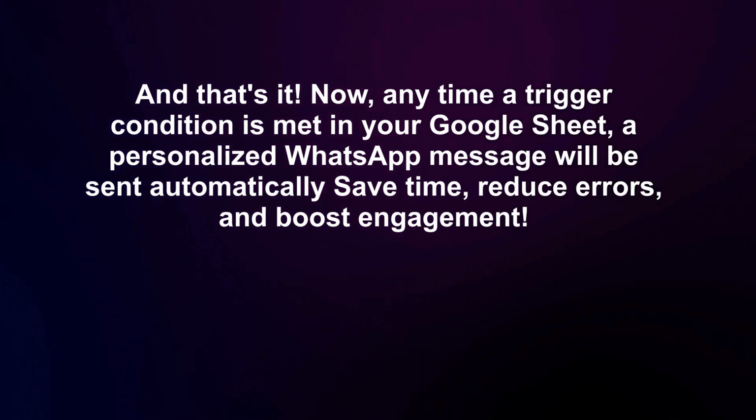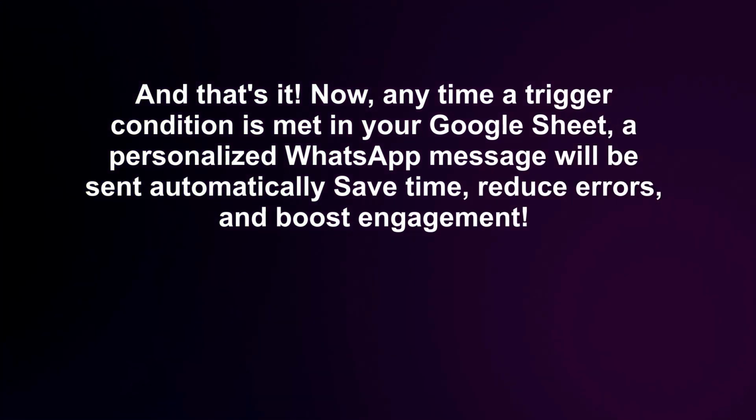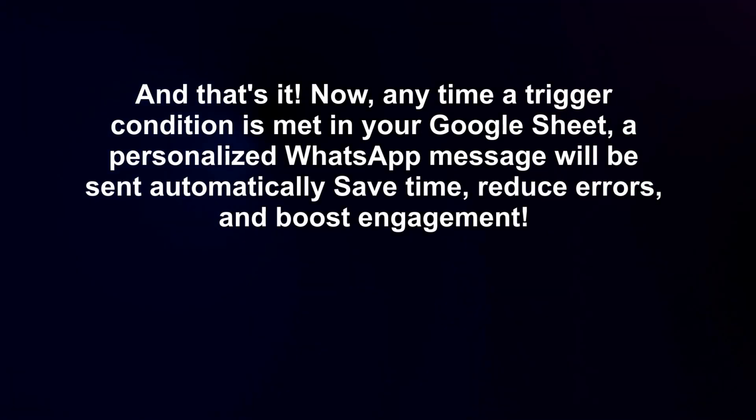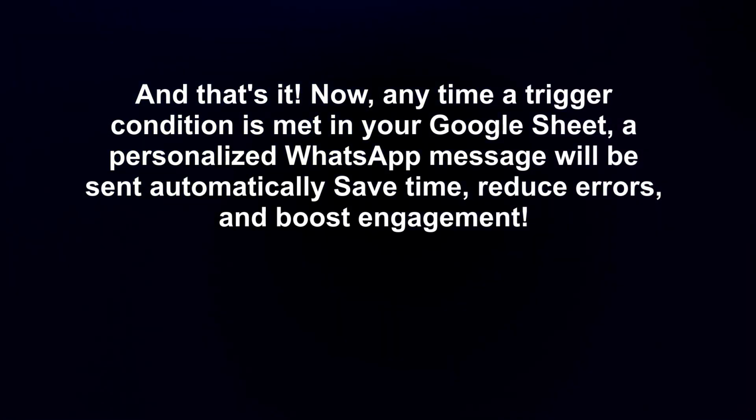And that's it. Now, anytime a trigger condition is met in your Google Sheet, a personalized WhatsApp message will be sent automatically. Save time, reduce errors, and boost engagement.